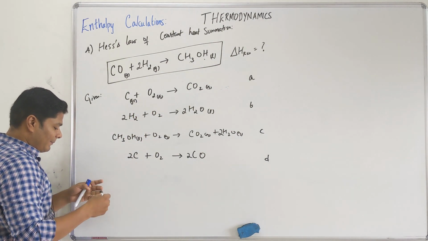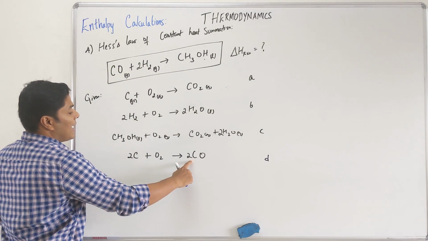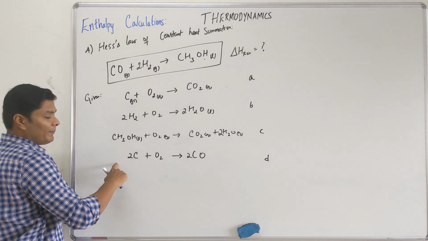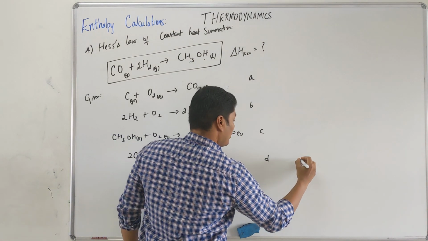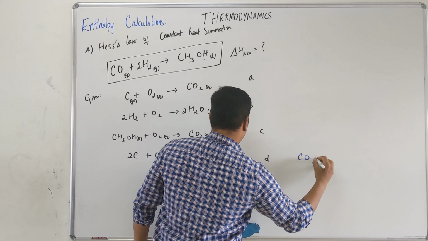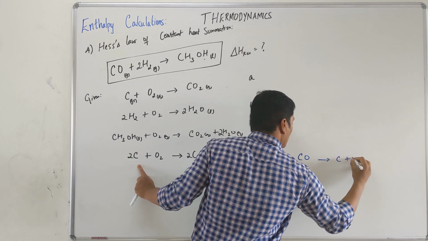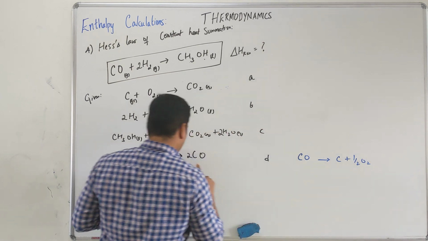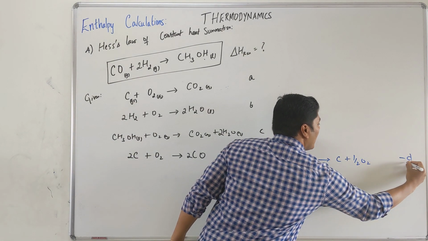Let's go to what is given. Very simple. Let's say CO. Okay, I have my CO. I need to have my CO on the left side, and divide by 2. So what I am going to do is flip the equation. CO gives C plus half O2. I have flipped the equation, so the energy will become the opposite sign, and I divided by 2.